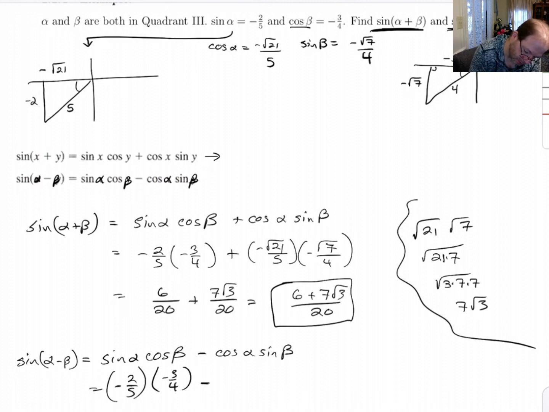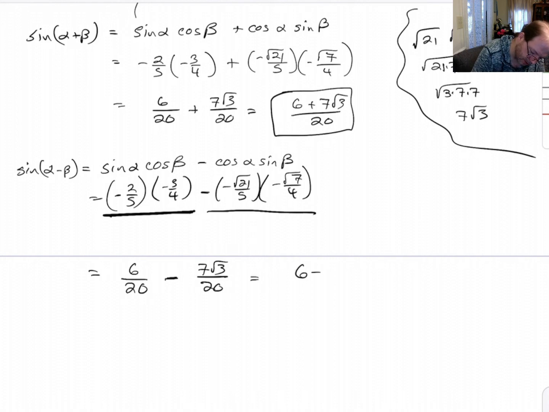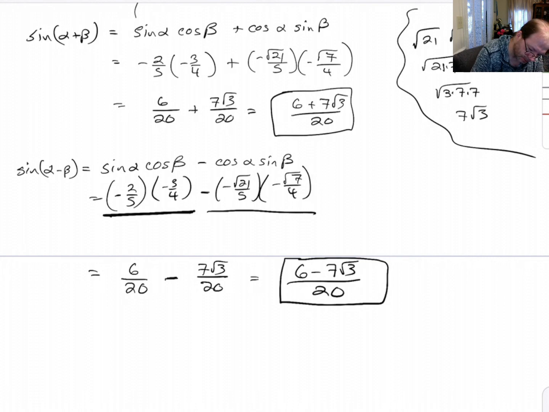Cosine alpha was root 21 over 5. Sine beta is root 7. Wait, I'm going to go back for a second. We've got the minus here, which is from the formula. Then cosine alpha itself is minus root 21 over 5. Sine beta is minus root 7 over 4. So we wind up with, let's see, this becomes positive 6 over 20. This becomes negative, because we got 3 minuses, 7 root 3 over 20. So maybe I did a lot more work here than necessary, because this answer winds up being the same as this one up here, except for just the plus changed to a minus.